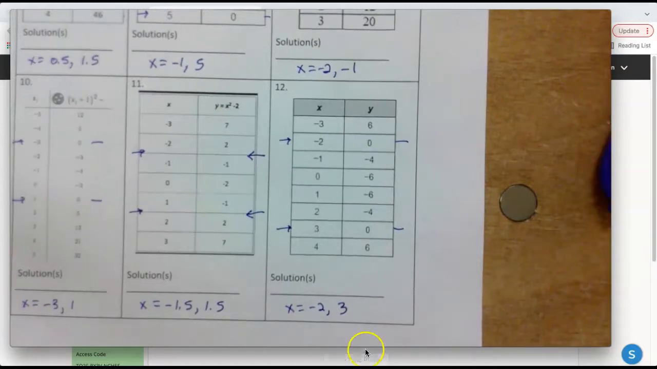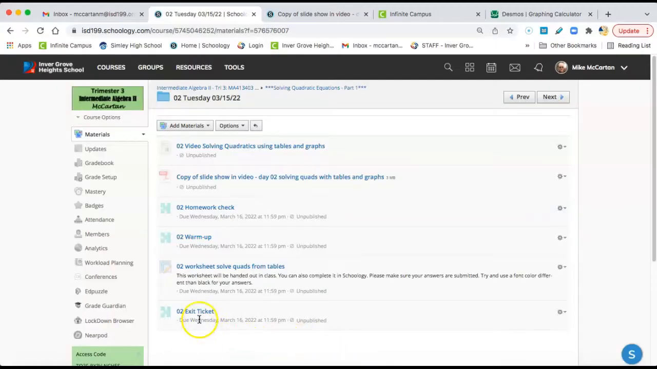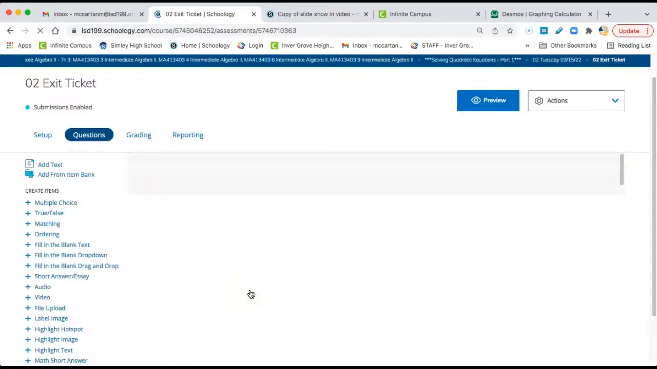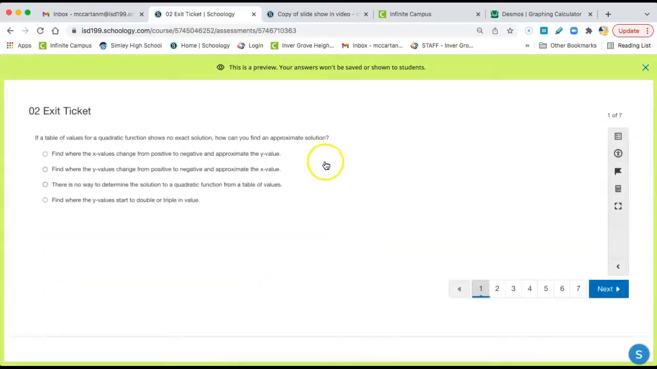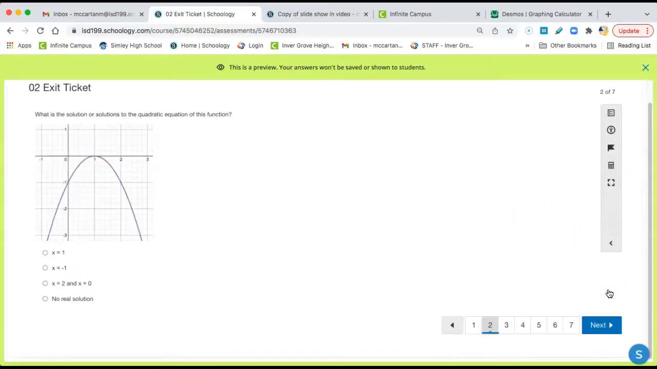All right, guys, the last thing, the exit ticket, it's right here. And I'm going to hustle through it because I'm running out of time here. And guys, if a table of values for a quadratic shows no exact solution, how can you find it? You find where the y values change from positive to negative and approximate the x value, okay? That's what we just did a bunch of times.